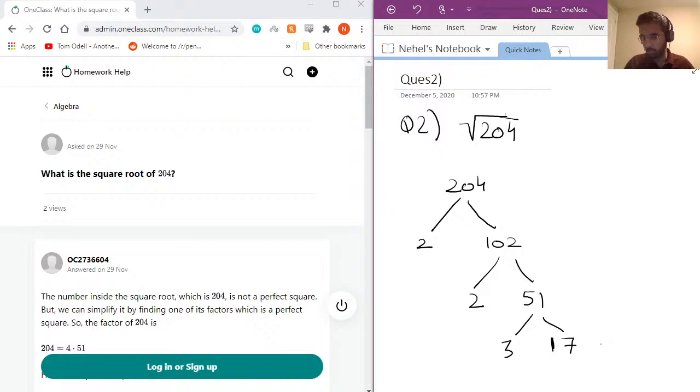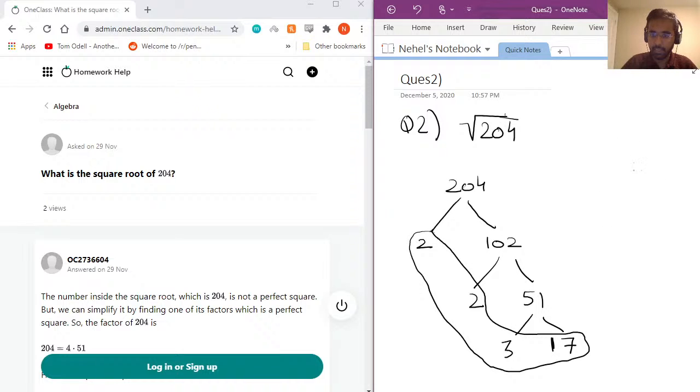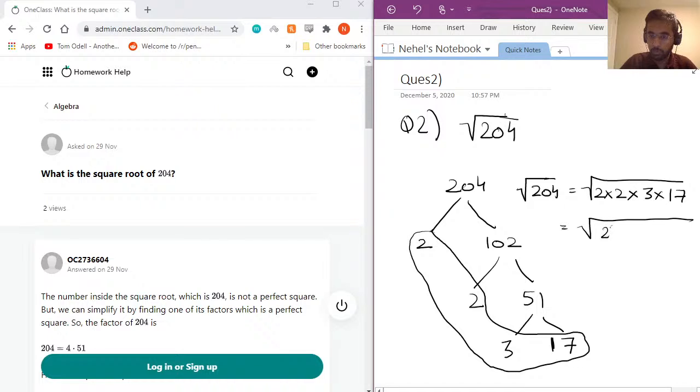Okay, and then 17 is no longer divisible. So what that means is our prime factors for 204 are these numbers here. So we can write the square root of 204 is equal to the square root of 2 times 2 times 3 times 17, which is equal to the square root of 2 squared times 3 times 17, which we know is 51.